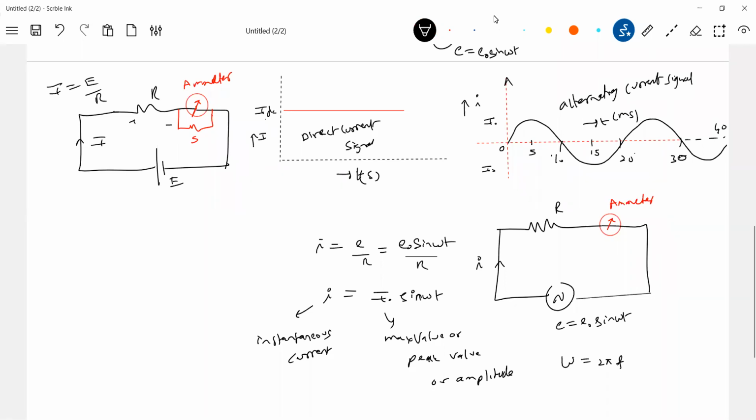So what happens to this pointer? How does it deflect? Let me take this ammeter with 0 at the midpoint of the scale.